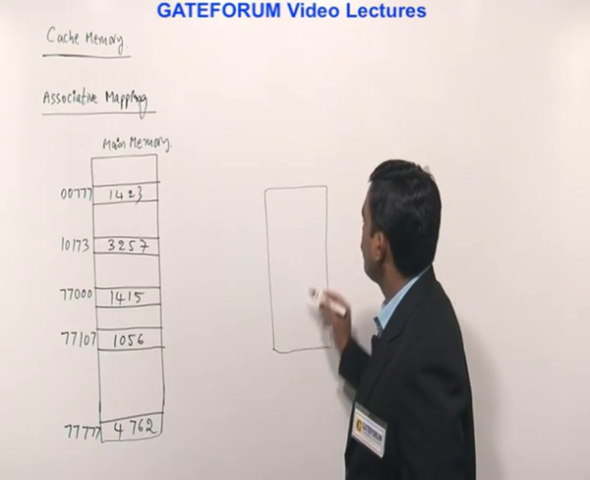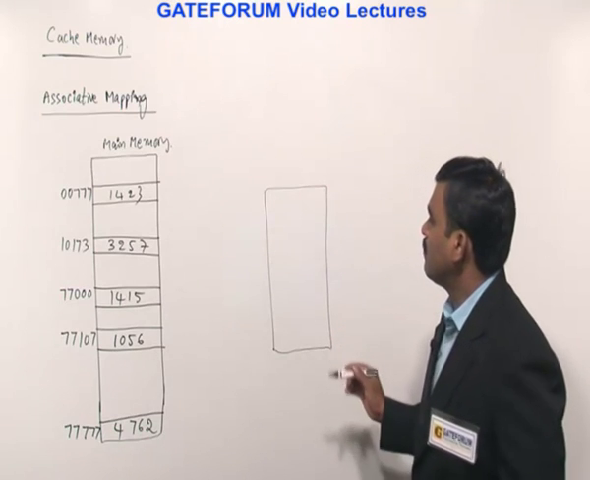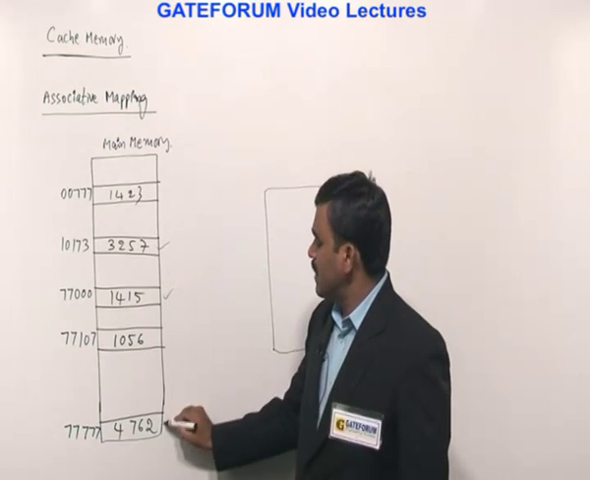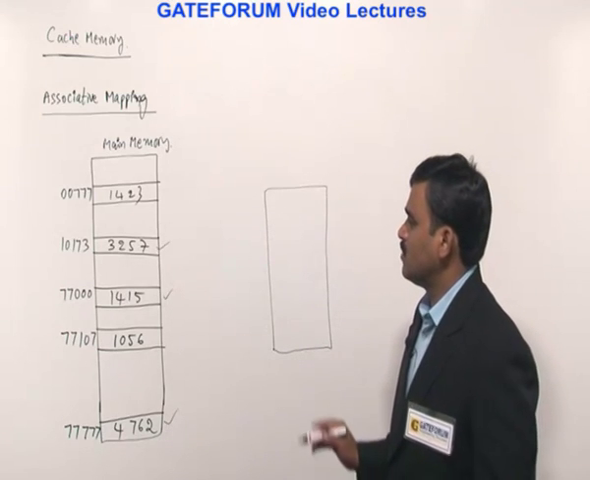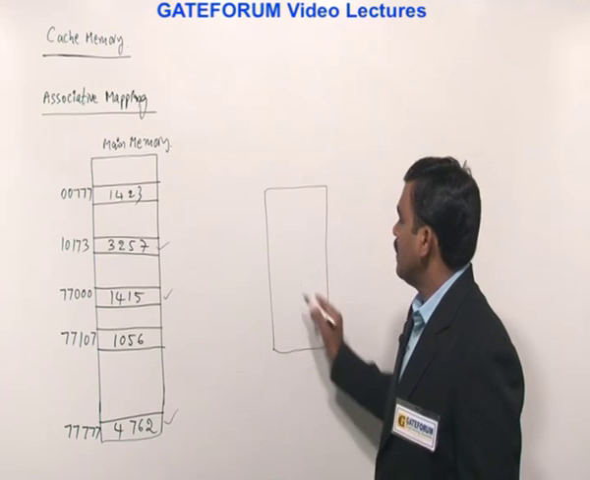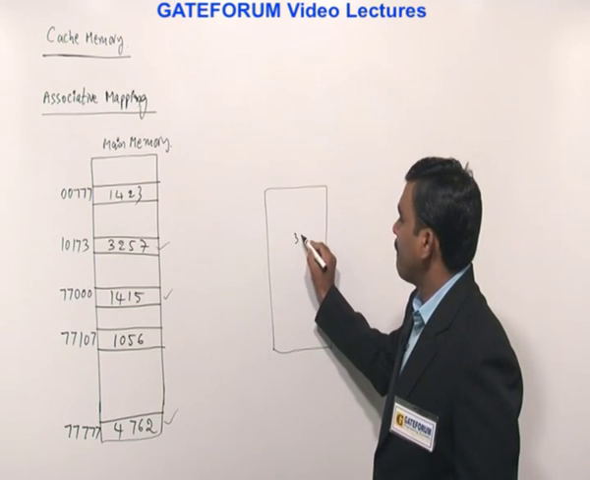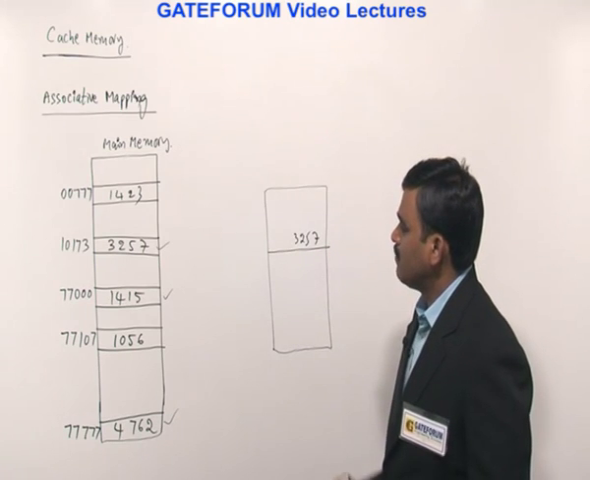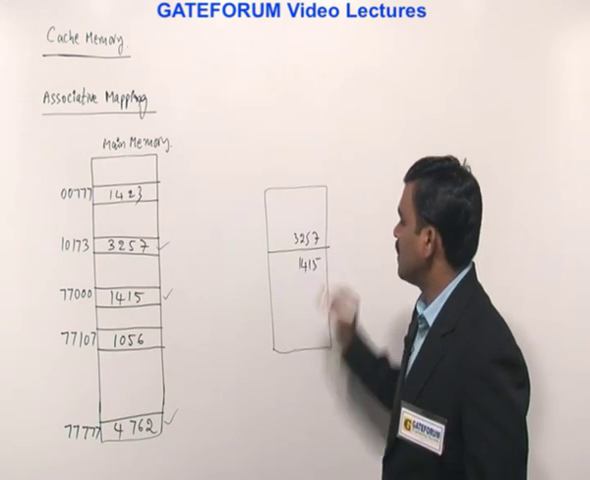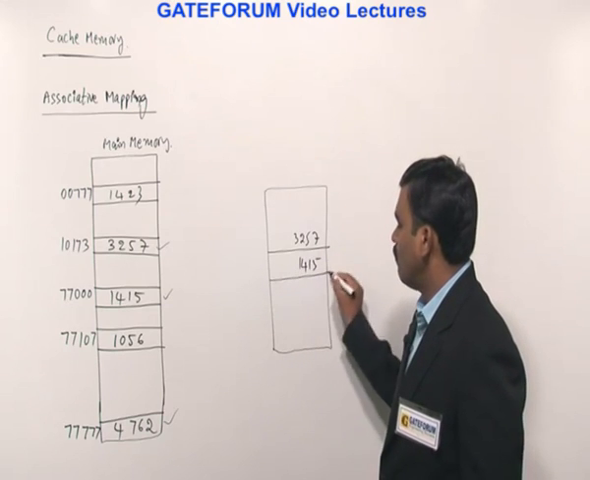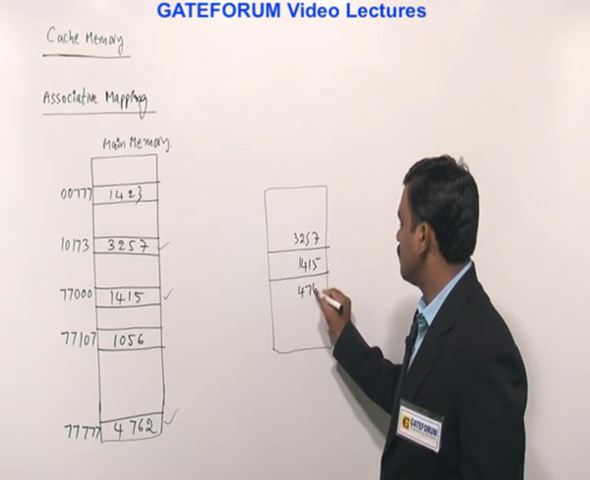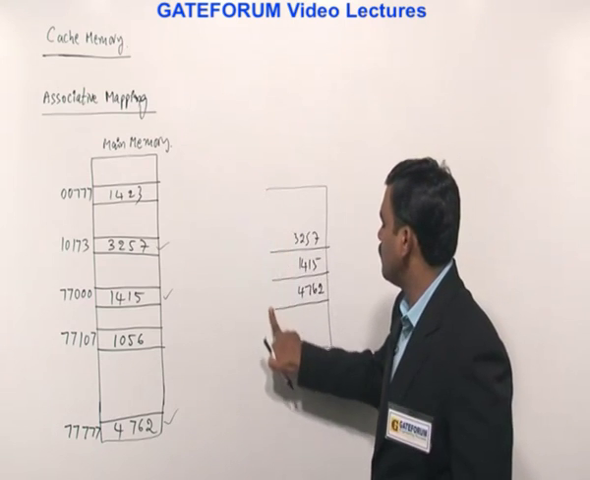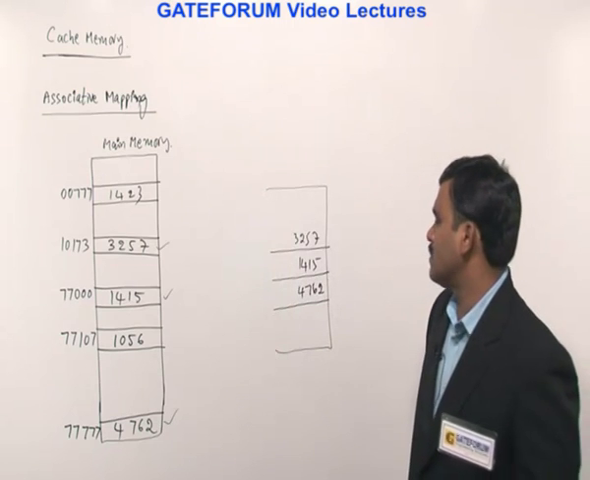So this is the cache. Suppose you have some data items that I want to store in the cache. Assume that those are important data items. Then 3257, that is one data item stored. One more data item is 1415, and also 4762, this is another data item. These data items are stored from the main memory to the cache.